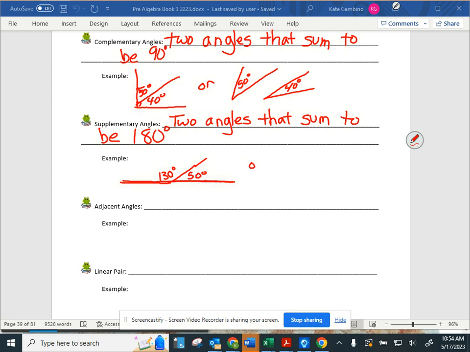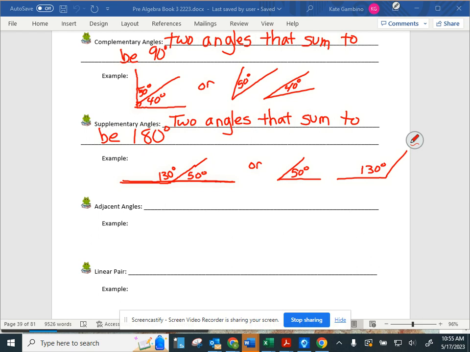Just like with our complementary, they do not have to be next to each other making that straight line. I could have my 50 degrees and my 130 degrees. They can be separate, but as long as they add together to make 180 degrees, we know they are supplementary. Any questions on complementary and supplementary? Sometimes they're together, which makes it easy. Sometimes they're apart. We just have to always add to make sure 90 degrees, 180 degrees.